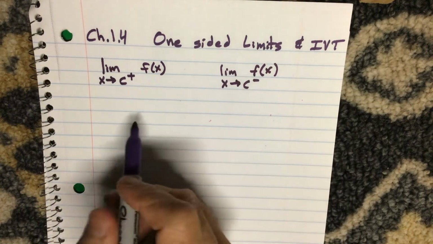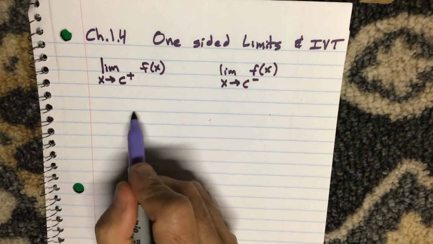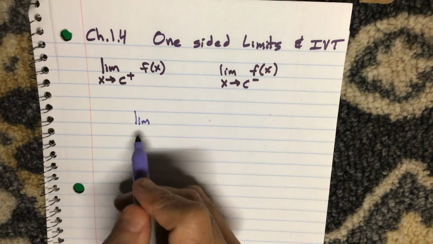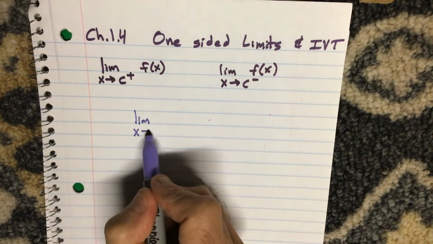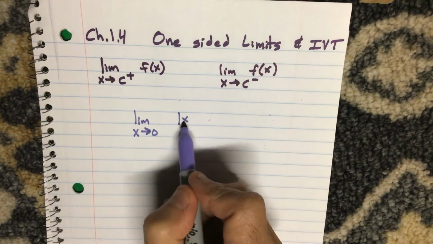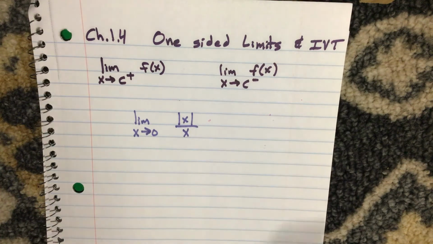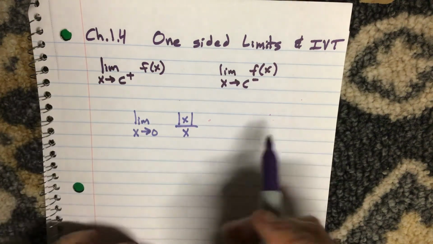So here's a nice example. Let's do the limit as x approaches 0 of the function absolute value of x divided by x. And I'll sketch a graph of that so we can see what it looks like.